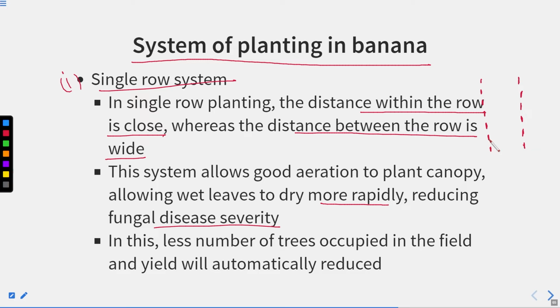Whereas you can see in one single row, the distance between the two plants is not very much. But in the case of two rows, you can see the distance is quite long. So in this, fewer plants are accommodated in the field and yield will automatically be reduced. But this is a limitation. This type of planting system has the limitation that fewer plants occupy the field and automatically the production of banana will be less.